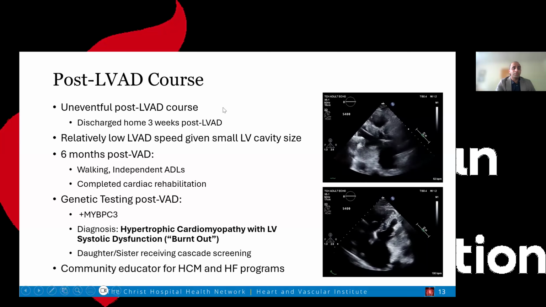So she ended up having this left ventricular assist device put in, and then was discharged home about 3 weeks later with a relatively very uneventful post-op course.